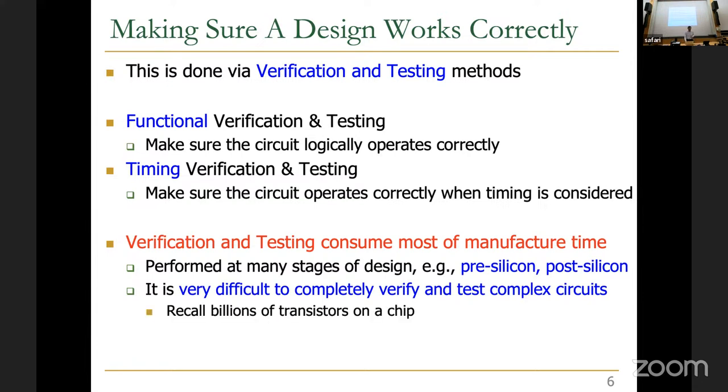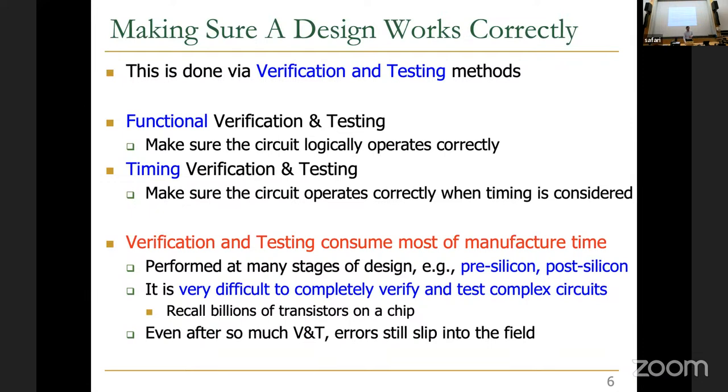The key takeaway after all of this is it's very difficult to completely verify and test complex circuits. And as a result, we have issues, because recall we have billions of transistors on a chip. Even after so much verification and testing, errors still slip into the field. Now, I should also say that this is true for software also, except software is a little bit easier to handle. Software space is huge, of course, even bigger, because you can do anything in software in the end. But the handling of software, I believe, can be easier because you can fix things in software also, right?